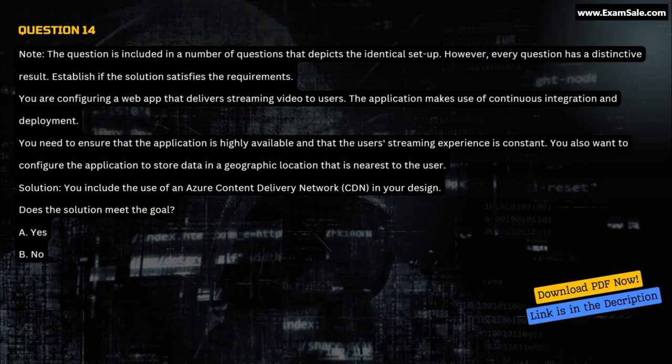You are configuring a web app that delivers streaming video to users. The application makes use of continuous integration and deployment. You need to ensure that the application is highly available and that the user's streaming experience is constant. You also want to configure the application to store data in a geographic location that is nearest to the user. Solution: you include the use of an Azure Content Delivery Network (CDN) in your design.